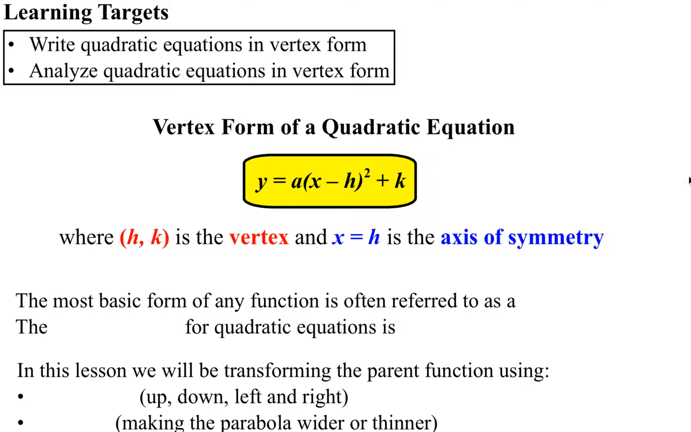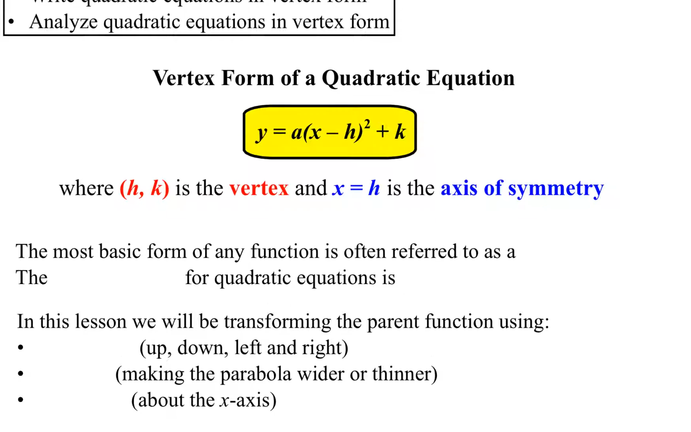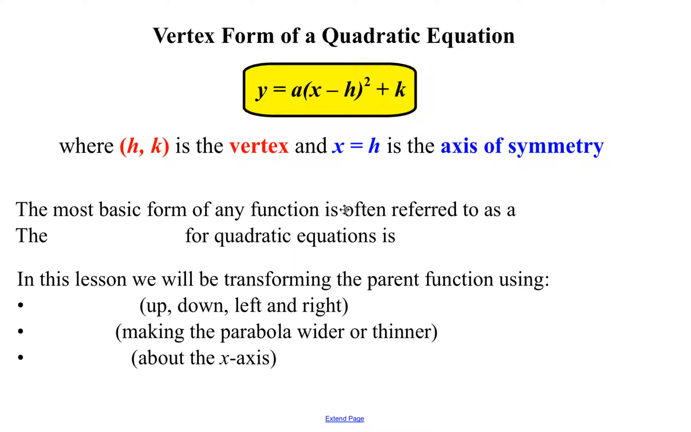So a little bit of terminology that you're going to see that I want you to be familiar with. The very most basic form of any function is referred to as the parent function. And in quadratic equations, the parent function is y equals x squared. It's the most basic quadratic equation there is. And so then we do different transformations or different things to this equation to get other equations. So we're going to be doing three different kinds of transformations.